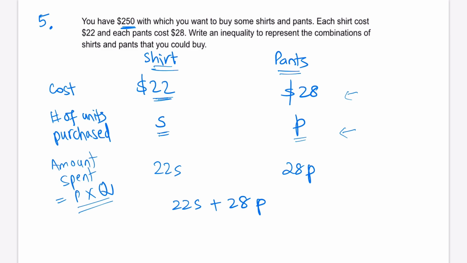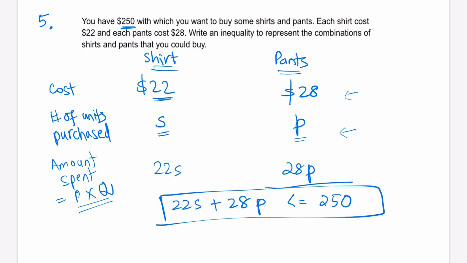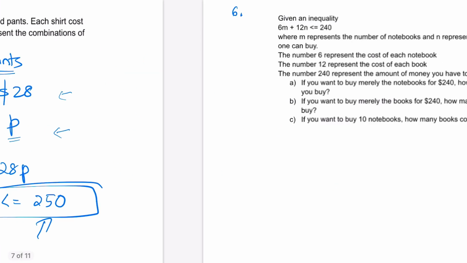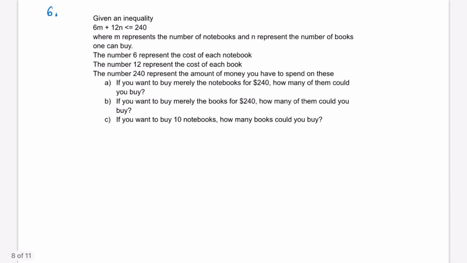Alright, and you have $250. So you cannot exceed your expense beyond $250 to buy your shirts and pants in the store. So 22S plus 28P should be less than or equal to 250. Okay, that's the maximum budget you have to spend to buy your shirts and pants. Alright, so this is a bit lengthy problem, but let's do this together.